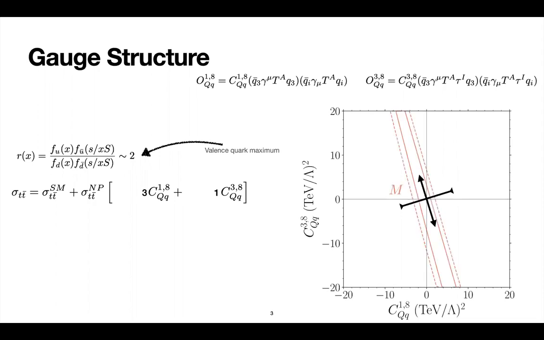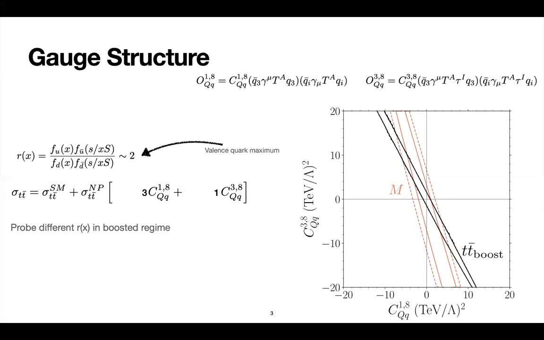And this is exactly what you see. So the data set that we fitted to here is really a data set that is close to this valence quark maximum. Now, in order to resolve this blind direction and to pin down the possible gauge structure of those 4-fermion operators, you have to introduce more measurements. And here, the obvious way to go is to choose a different value of R. And we do that by probing it in a boosted regime, so a boosted t t-bar sample.